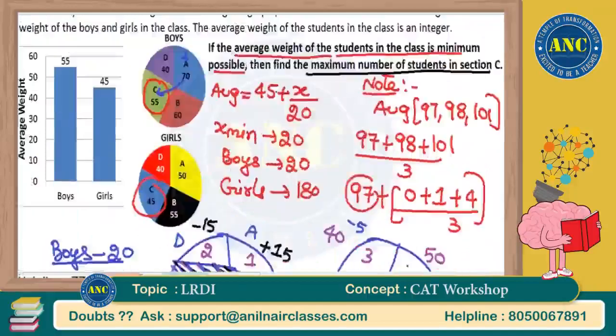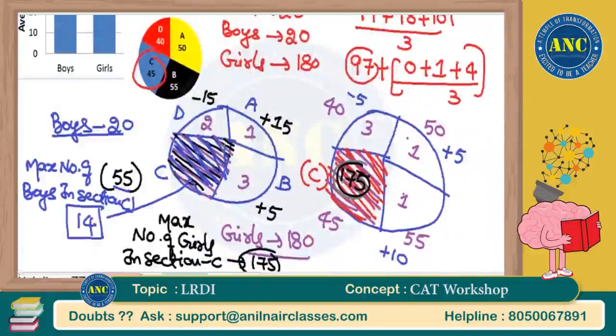Here, minus 15. But for the maximum number of students, C should be maximum. So the remaining 3 regions should be minimum. The minimum means the sum should be 0. So if I keep 3 people, 5 threes are 15 plus 15, 15 plus 15 is 30. Here it is 2. 15 plus 15, 30. 30 minus 30 is 0.